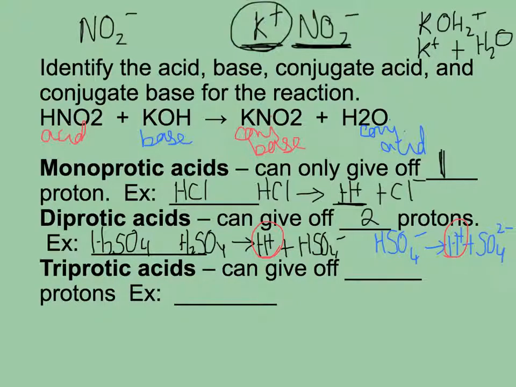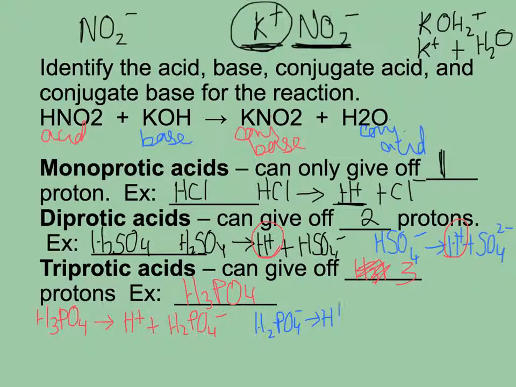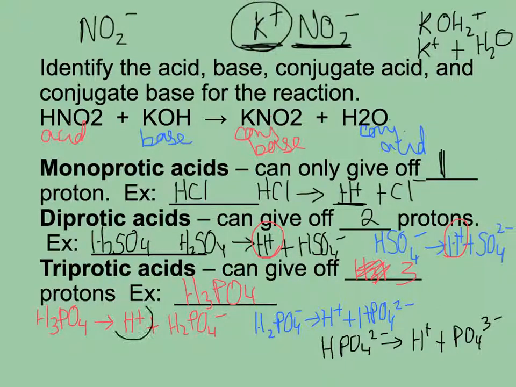Triprotic would mean that it gives three protons. Tri means three. So an example would be H3PO4. Again, it does it in multiple steps. So H3PO4 can give off an H plus and H2PO4 minus. Then H2PO4 minus can give off a proton and HPO4 2 minus. And then finally, HPO4 2 minus can give off a proton and PO4 3 minus. So if you add them all up together, there's one proton, there's the second one, and there's the third one.